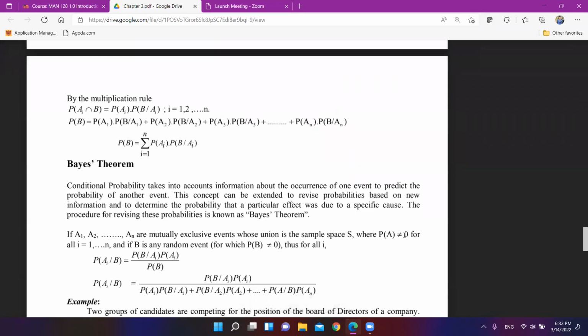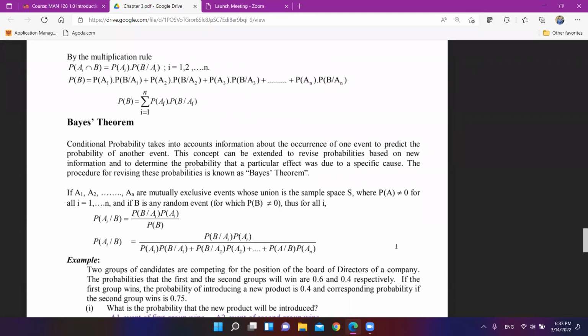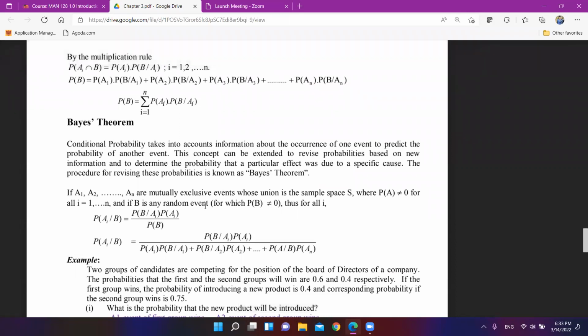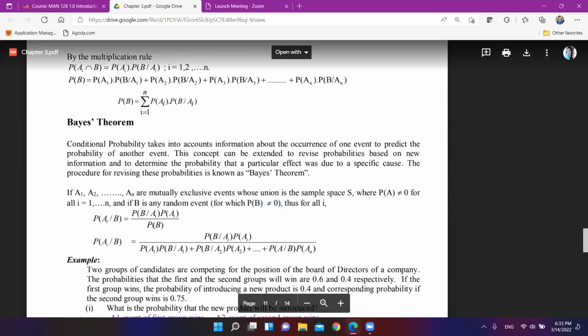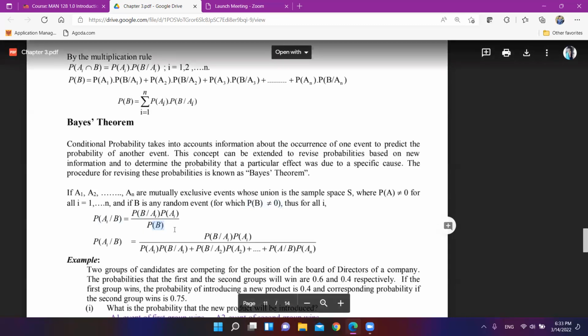Where probability of A is not equal to 0 for all i, and B is a random event, then probability of B cannot be 0, right? B can be any event, but probability of B cannot be 0. Because otherwise this becomes undefined, something divided by 0. Undefined probability. Conditional probability is also a probability.